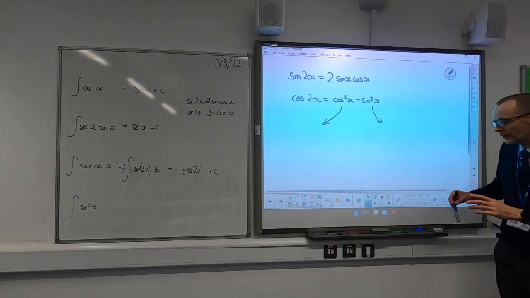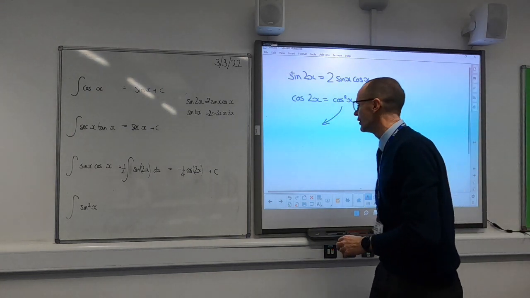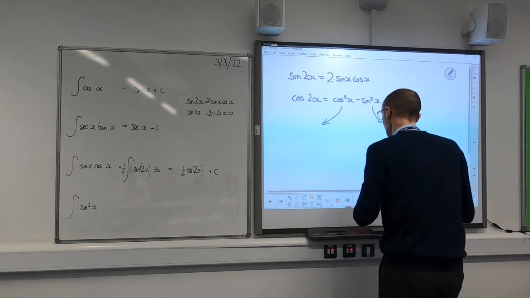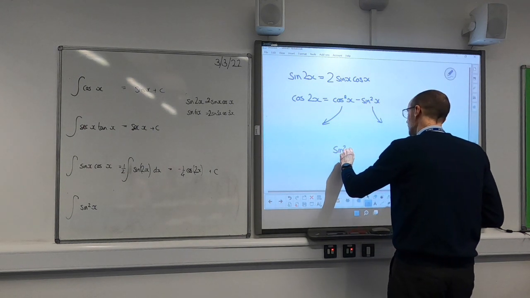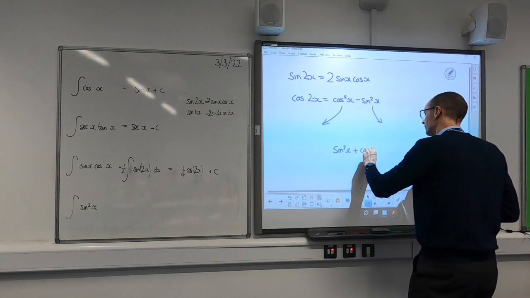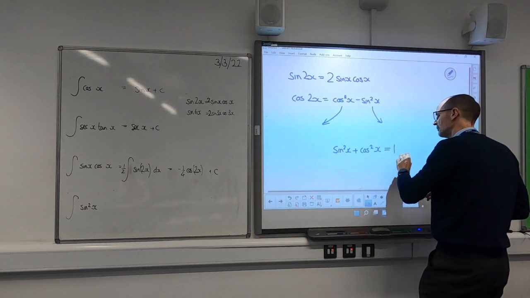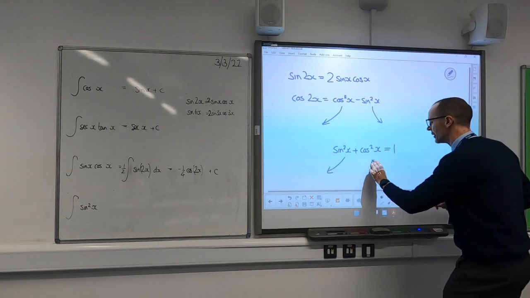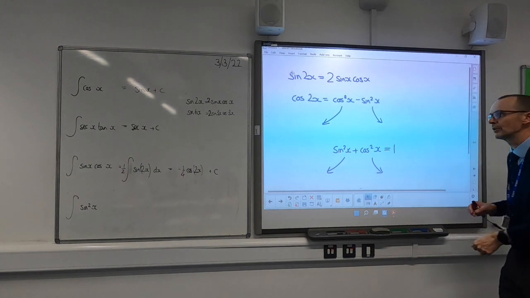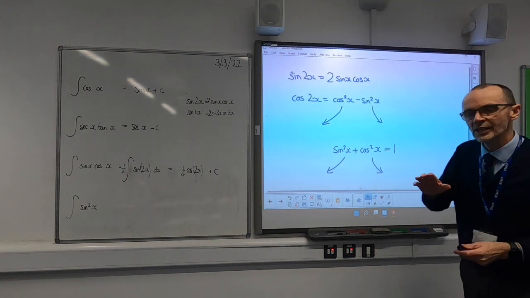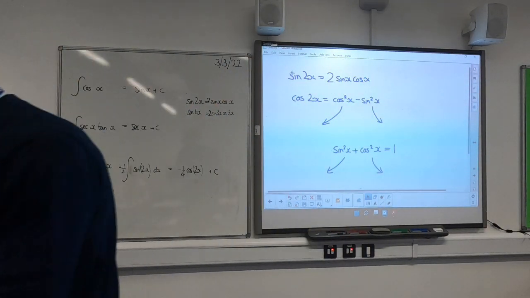And then you've got another two identities that start from sine squared plus cos squared equals 1. There's one where you divide everything by sine squared and one where you divide everything by cos squared. I call those the reciprocal identities. So why don't we just start by writing those out?